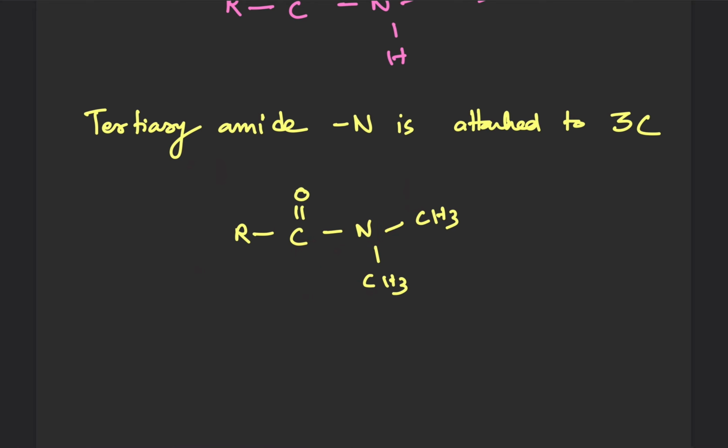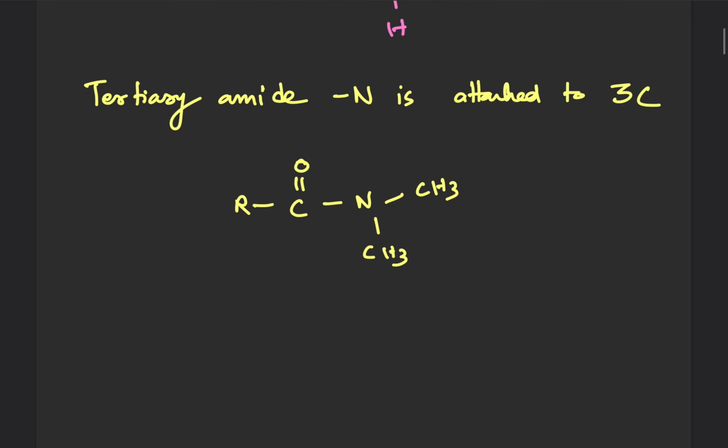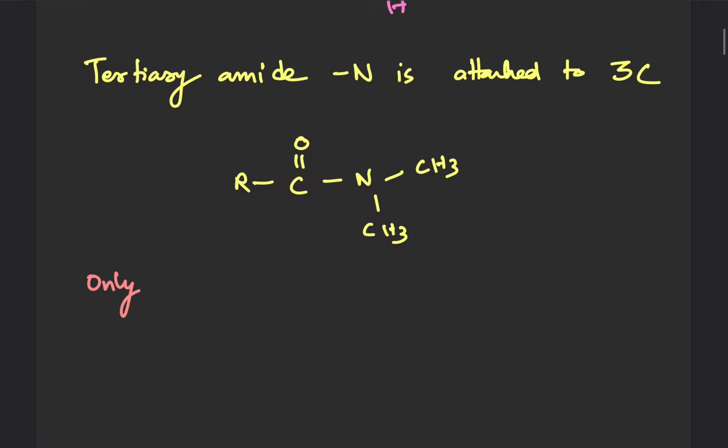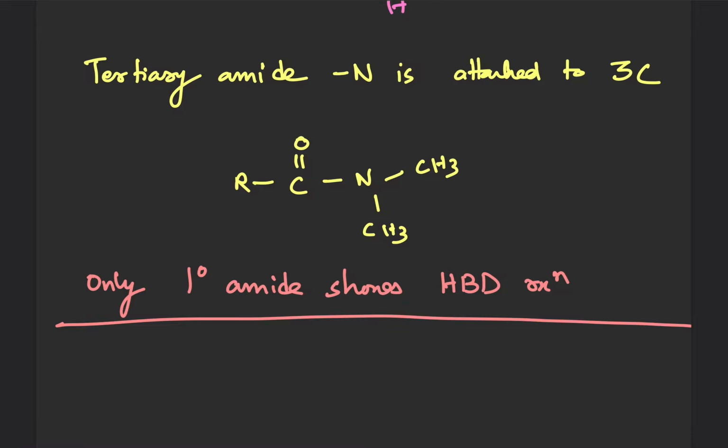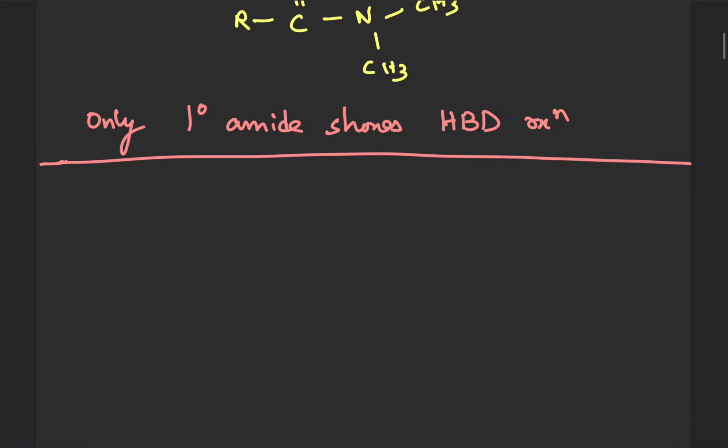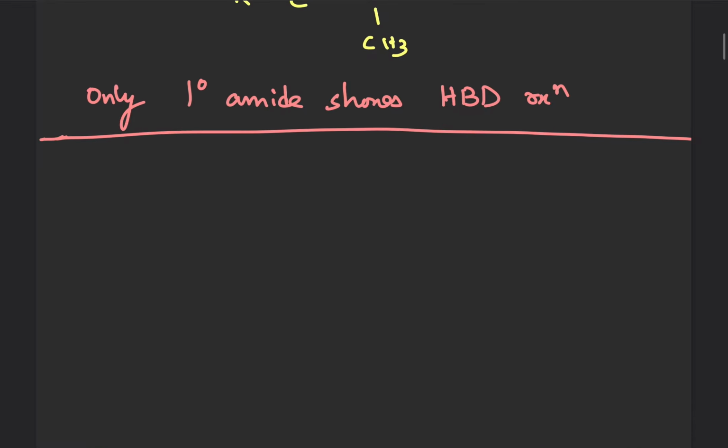Okay. Remember, only 1-degree amide shows Hoffman bromamide degradation reaction. Very important. Only 1-degree amide shows Hoffman bromamide degradation reaction. Okay. Next, we have to talk about Gabriel Phthalimide reaction. Okay. So, or the GP reaction.